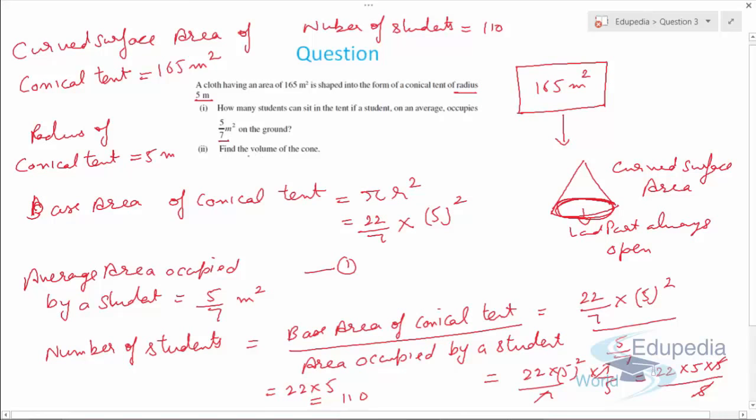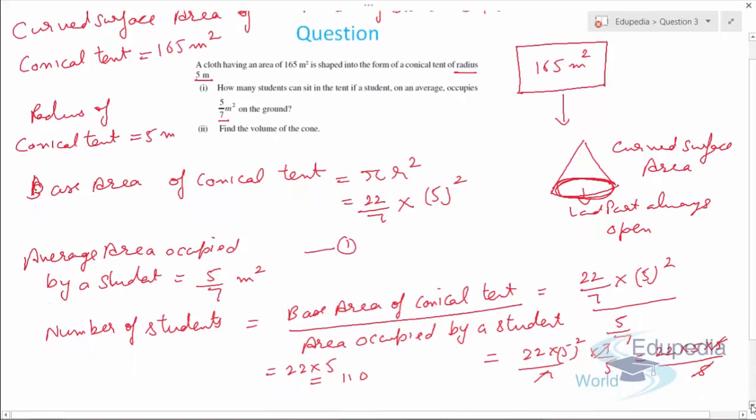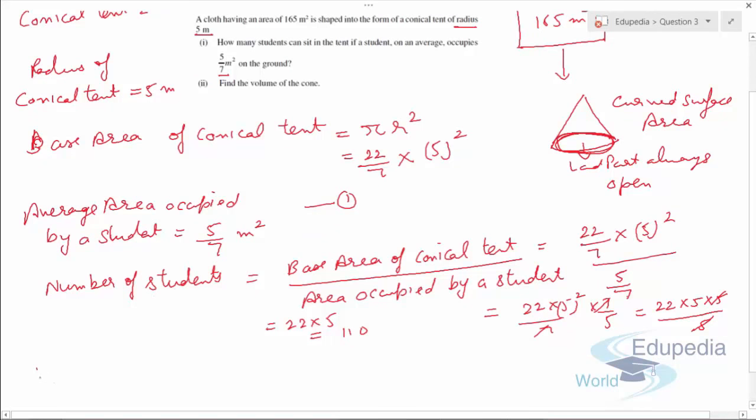Now the next part is we need to find the volume of cone, right? So for volume of cone, we need height, and we also need another part. So we need to find that first. Volume of cone is 1 by 3 pi r square h, right? Now we need to find height. Let's say we need to find this height.